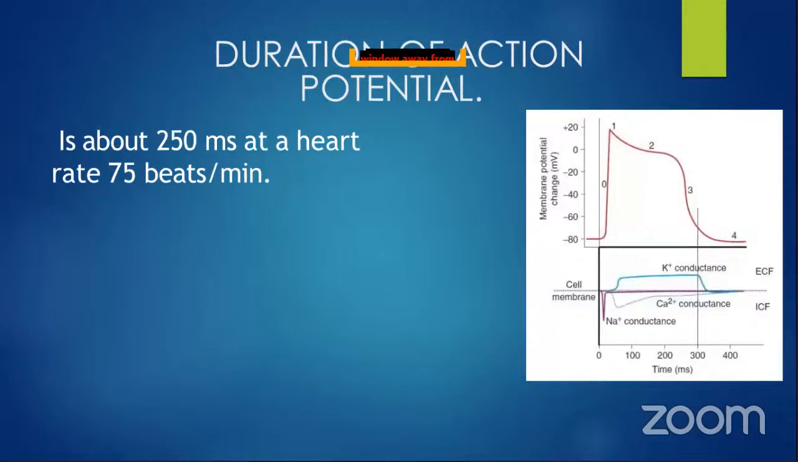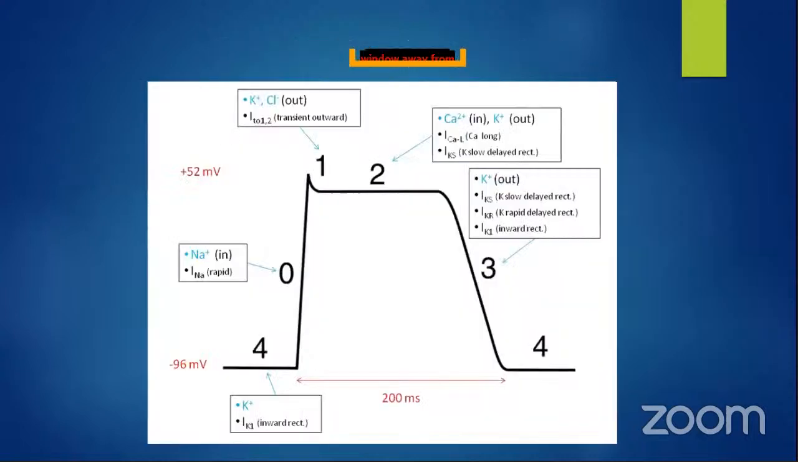How much is the duration of the action potential of a nerve? Okay, 1 millisecond. So that's about the action potential in cardiac muscle.